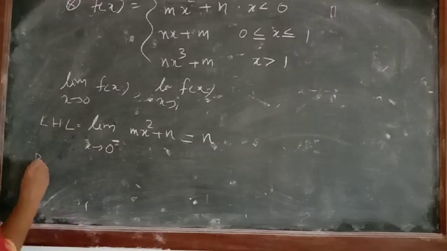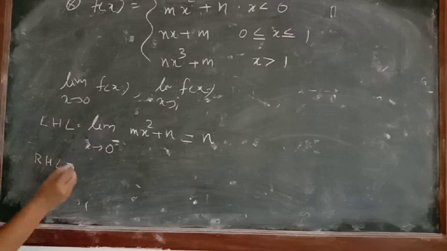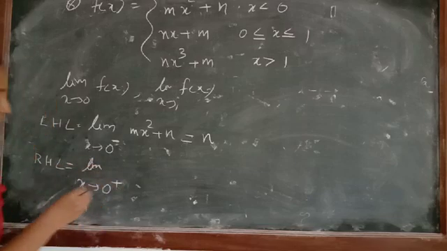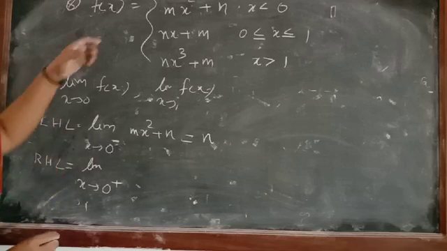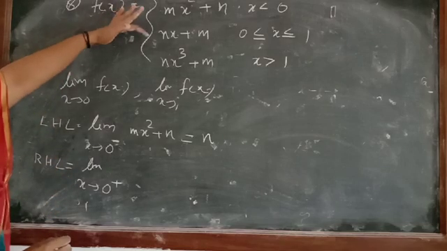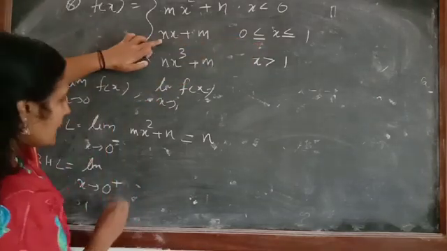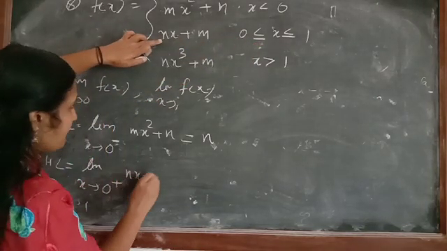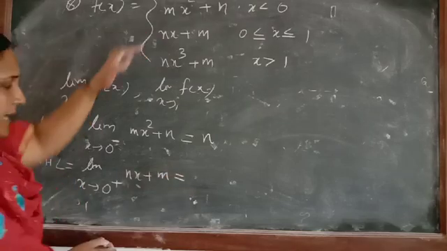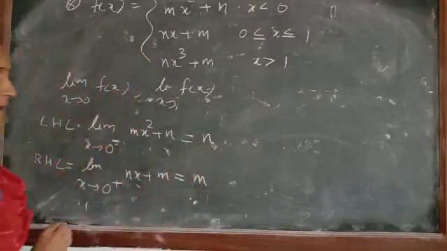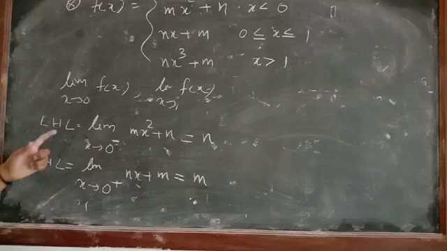Now we can calculate the right hand limit for x equal to 0. Then it will be equal to limit x tends to 0 plus. Which function we have to take? For all the values of x which are greater than 0, our function is nx plus m. When we substitute x equal to 0, we will get the answer is equal to m.